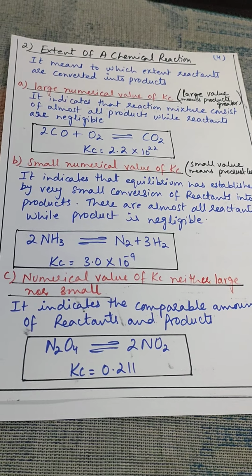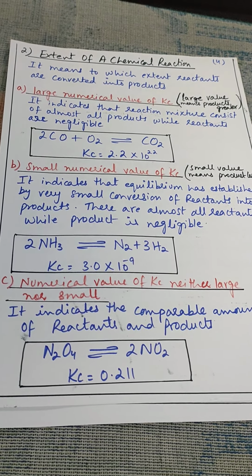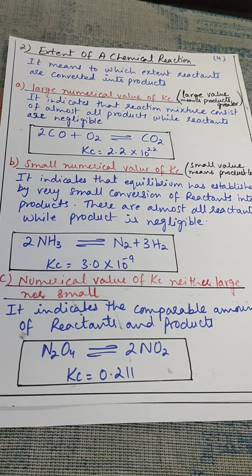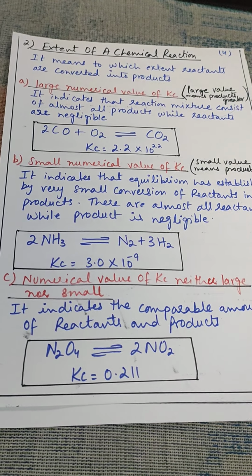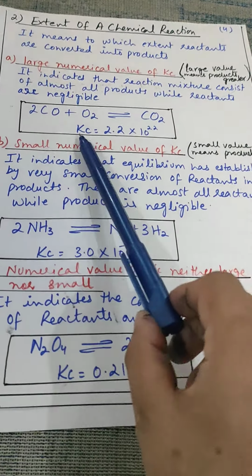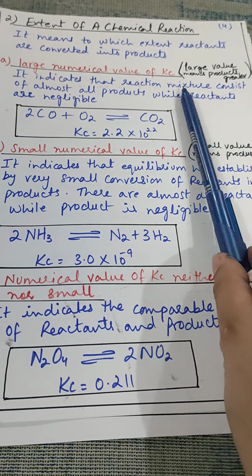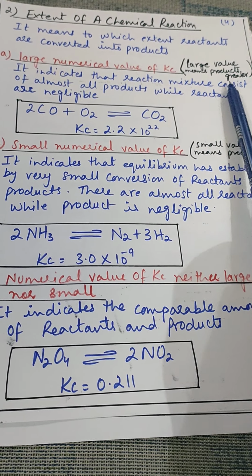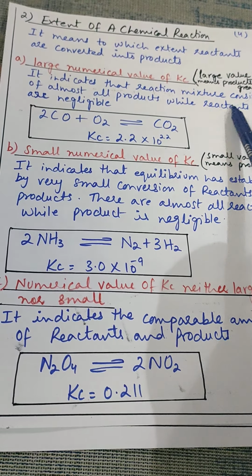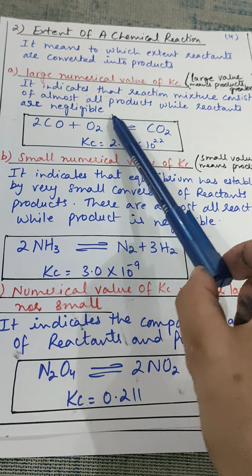The second application is the extent of the chemical reaction. The extent of the chemical reaction means up to which level the reactants are converting into products. Again, this application has three possibilities. Number one, if there is a large numerical value of Kc, a large value means the products are greater. It indicates that the reaction mixture consists of almost all products while the reactants are negligible.